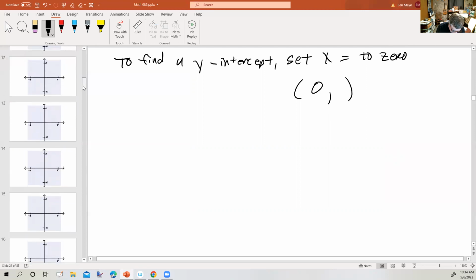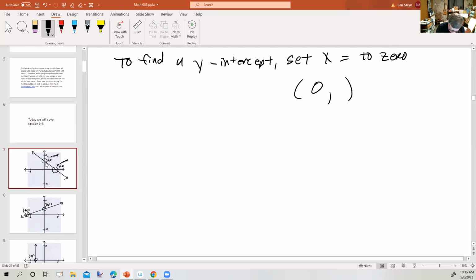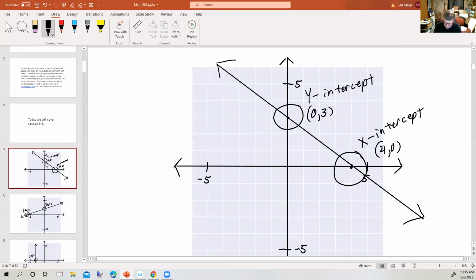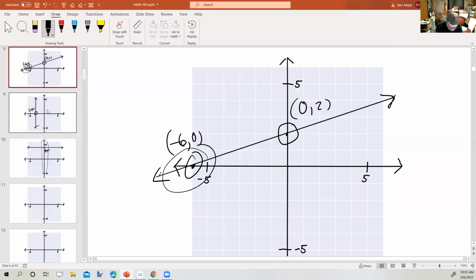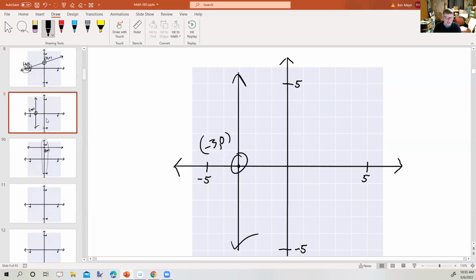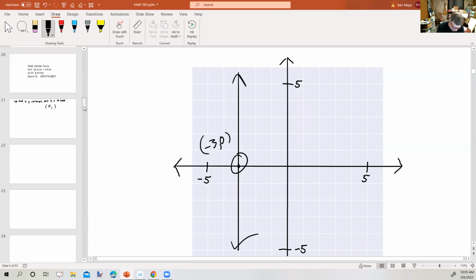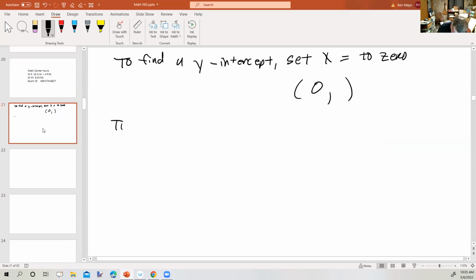Let's go back and take a look here. Notice the x-intercept has a y value of 0. I know, I keep repeating myself. That leads us to the following.